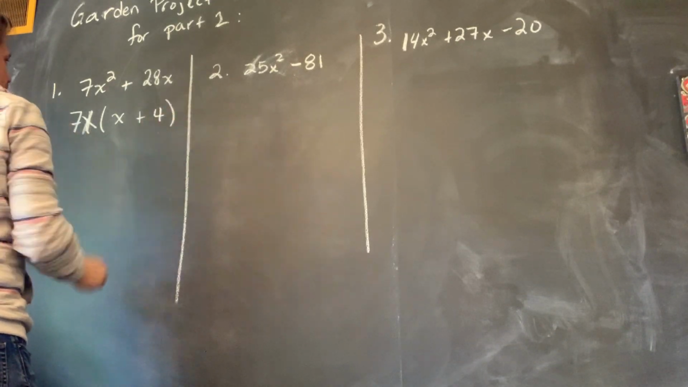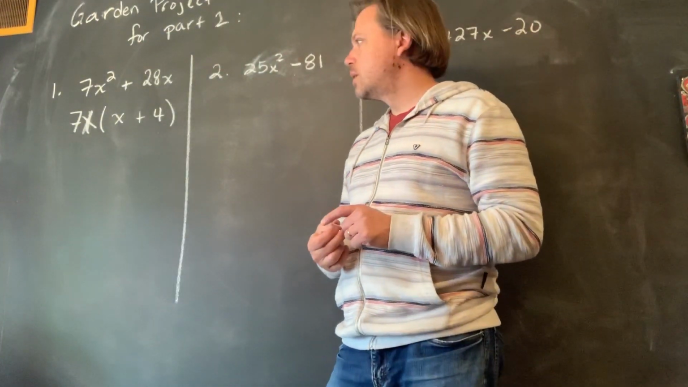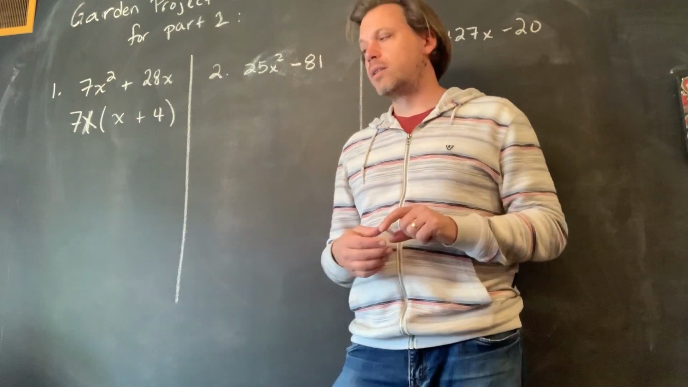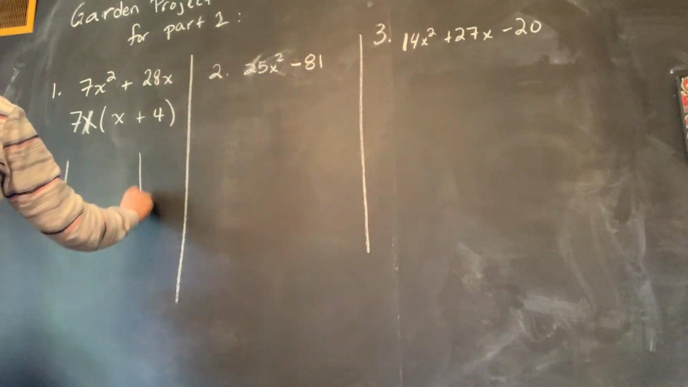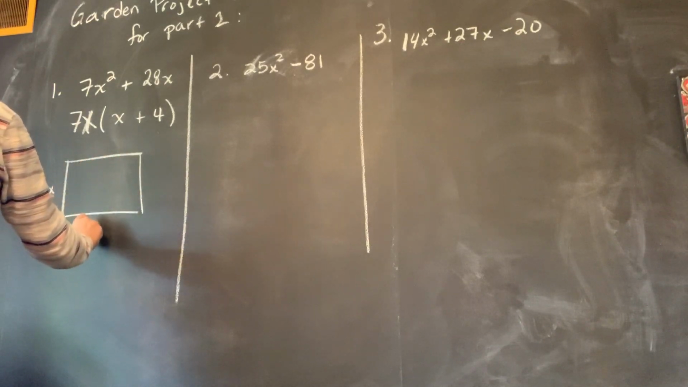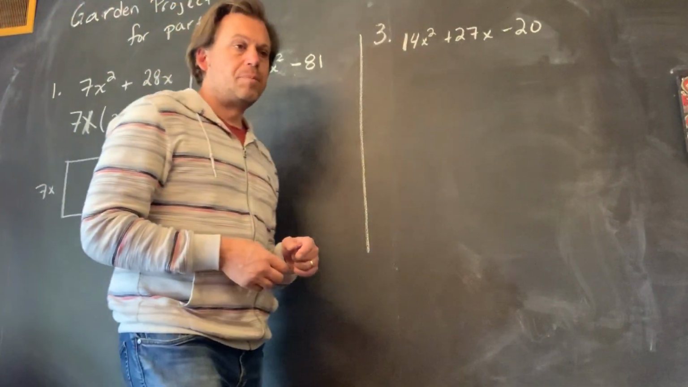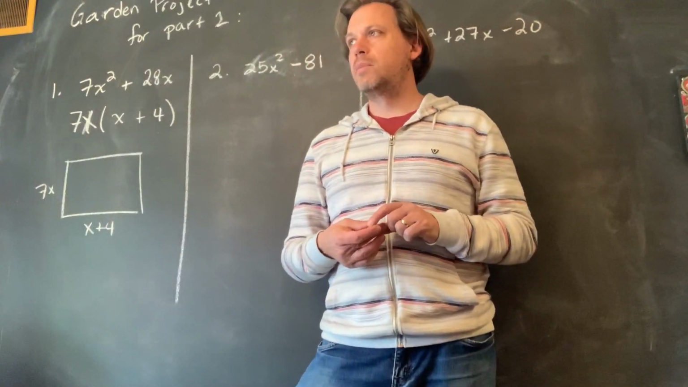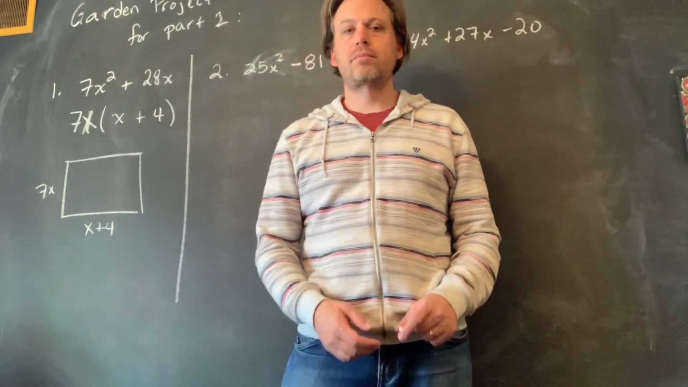X divided by x is just 1, so I just get an x there. So 7x times x plus 4. Those are the dimensions of the garden. So what I mean by dimensions are just, you have some garden, the width is 7x, and the length is x plus 4. That's all you do on that. So whenever it says, here's the area in terms of a polynomial, find the dimensions, just factor the polynomial, and that's your length and width of the garden.